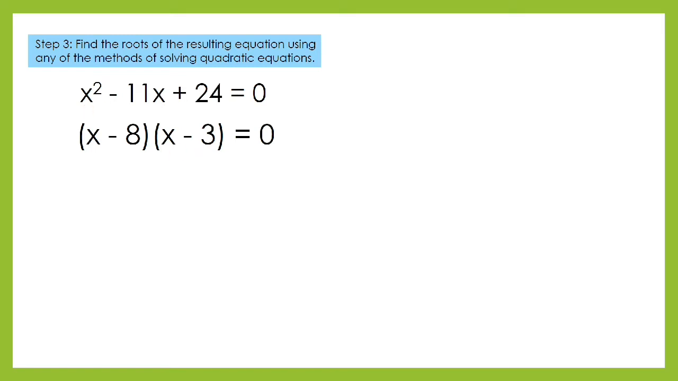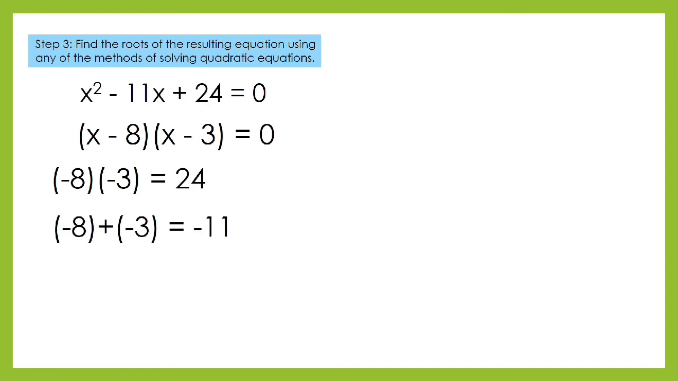X squared, the factors are x and x. Factors ng 24 na ang sum ay negative 11 ay negative 8 and negative 3. Check natin. Negative 8 times negative 3 is positive 24. Tama. Add natin ang negative 8 and negative 3. Ang sum ay negative 11. Okay, that is also correct. Equate natin sa 0 each factor.